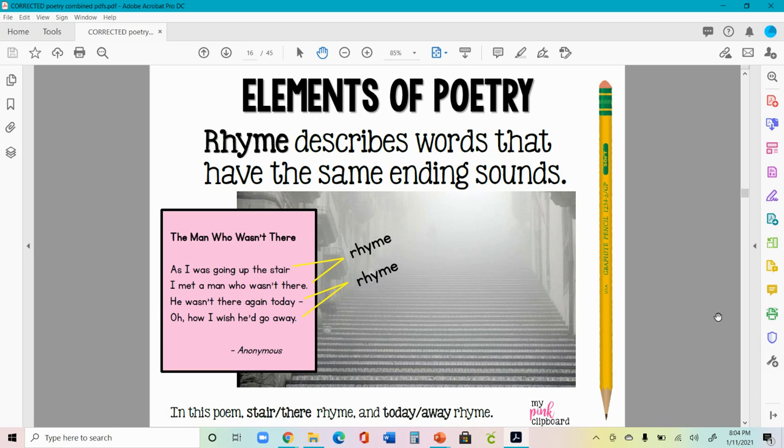Rhyme describes the same ending sounds. Now, not all poems rhyme. There are free verse poems that don't rhyme. But in this instance, these are like couplet rhymes right here, like a couple, 2 things. These, every 2 lines rhyme.